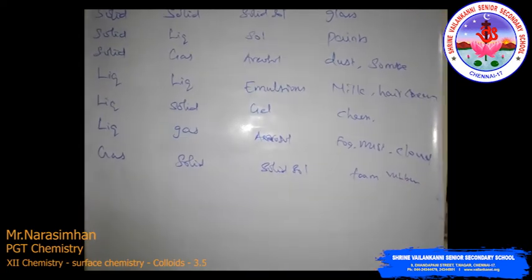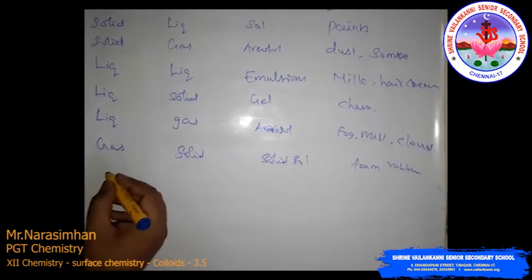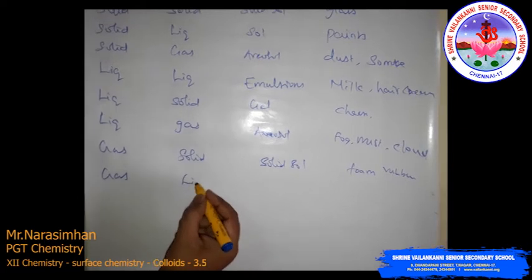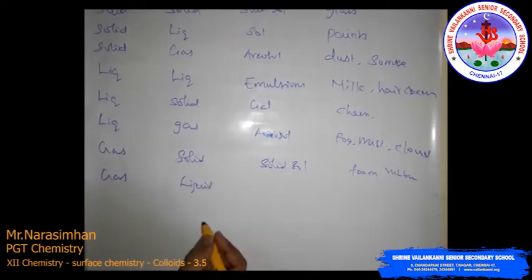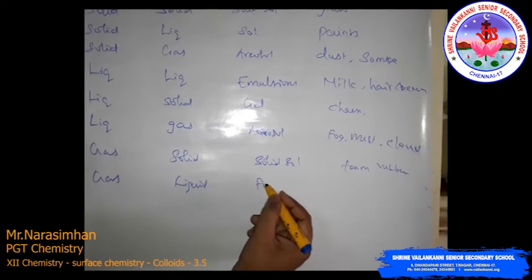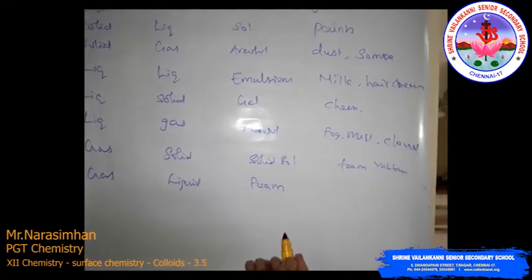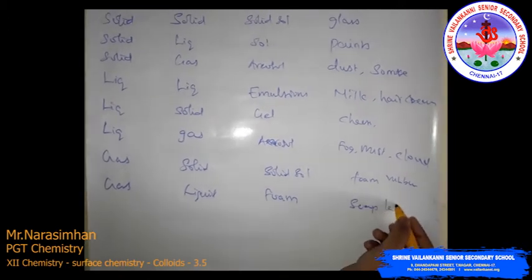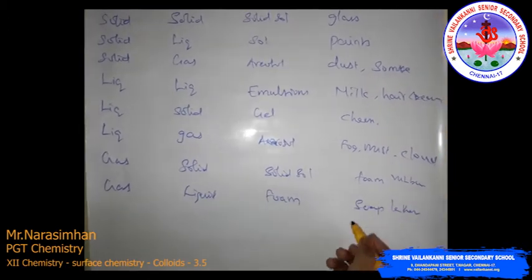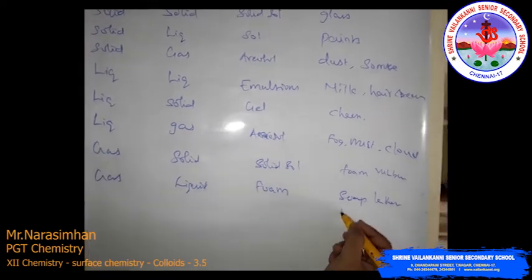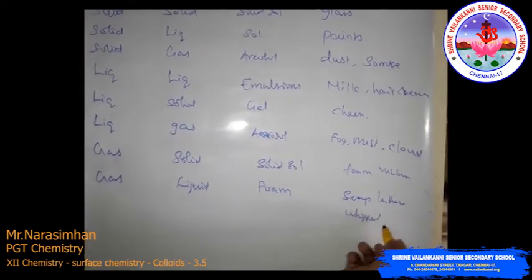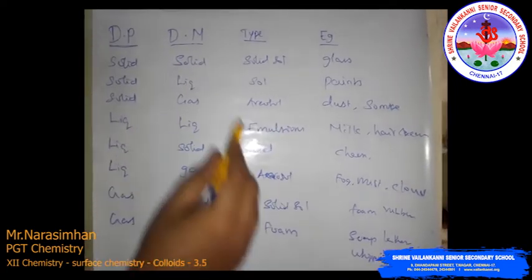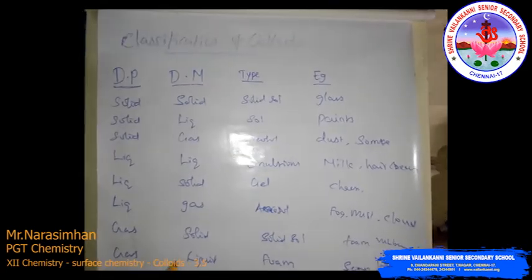Then, the dispersed phase is gas and the dispersion medium is liquid. This is foam. Examples are soap lather and whipped cream. So these are the types of colloidal systems.